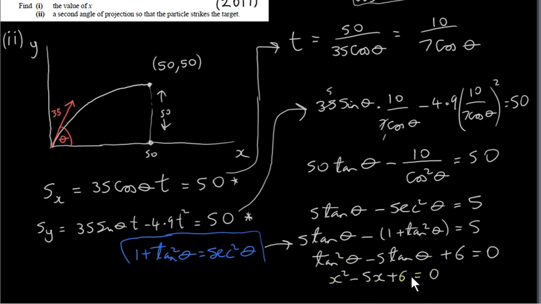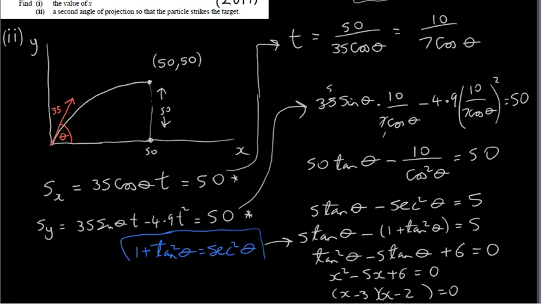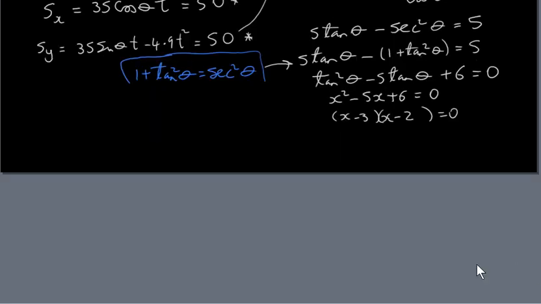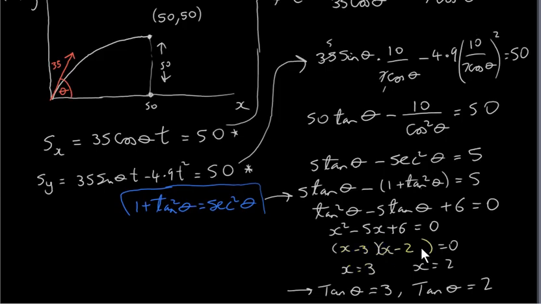And now we solve this quadratic equation. The factors are x minus 3 times x minus 2. Solving this quadratic equation, we get two solutions. One of them is x equals 3 and the other one is x equals 2. But of course we let x stand for tan of theta. So we get two values for theta. One value of theta is such that tan of theta is 3, and the other value of theta is such that tan of theta equals 2.